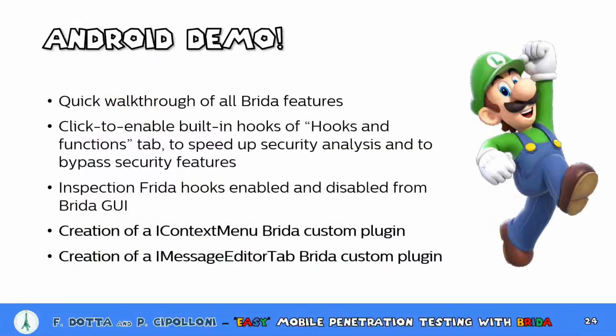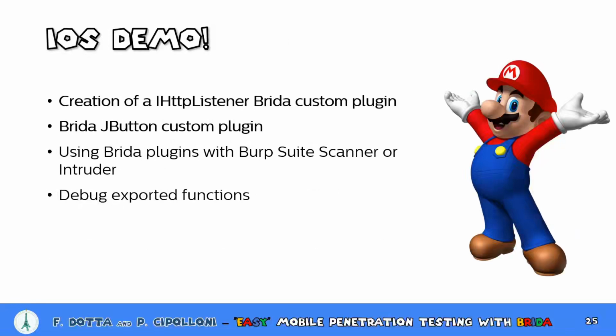And now it's time for the demo. We will look at two different demos. The first one is on an Android application, executed by my colleague Piergiovanni, in which he will show you a quick walkthrough of all Brida features, and we will show you the creation of a context menu Brida custom plugin and of a message editor tab Brida custom plugin. Then I will show you a different demo on an iOS application in which we will see how to create an HTTP listener Brida custom plugin and how all these plugins can interact with the Burp Suite tools. Thank you, and let's look at the demos.